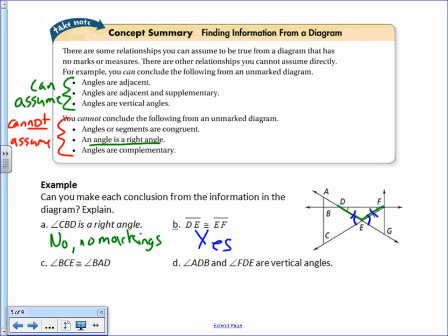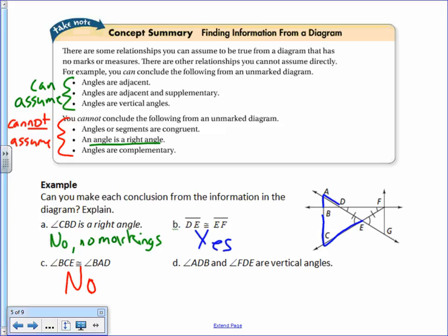Angle BCE. Can we assume that that's congruent to angle BAD? I don't think so. Without anything else given, we can't quite assume that just yet. Maybe we'll be able to prove that in the future, but for right now, nope.